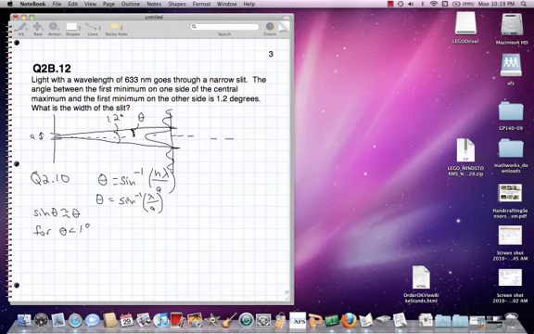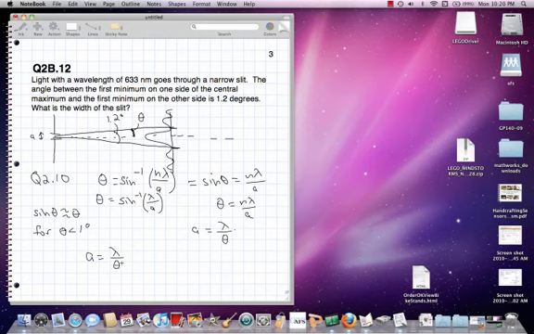So sine theta is equal to n lambda over A, and for small angles that just means theta is equal to n lambda over A. What I'm looking for is the width of the slit, so I'm looking for A. Let's get A alone. I multiply both sides by A and divide both sides by theta. Since n is equal to 1, A is equal to lambda over theta.